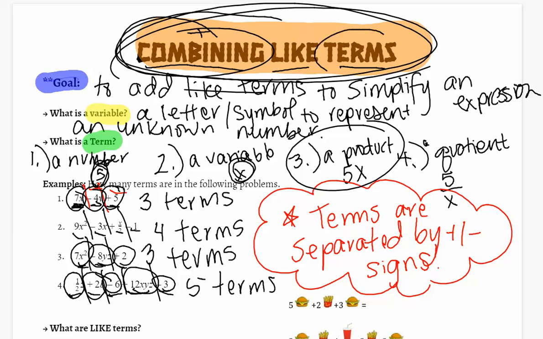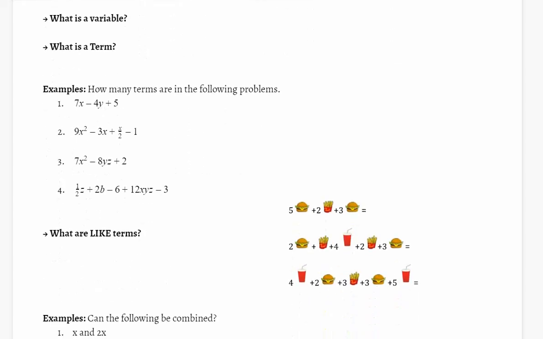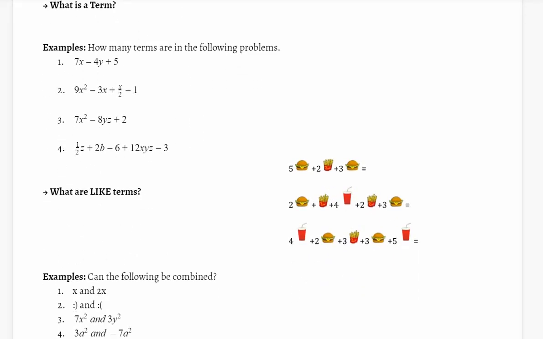We now know what a term is. A term is separated by plus or minus signs. So now I need to determine what a like term is. I'm going to erase this, but if you need to pause the video, pause it so you can finish getting stuff copied down. A like term is where things get a little more interesting.